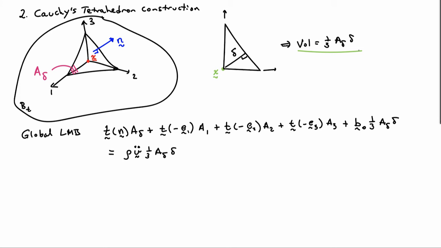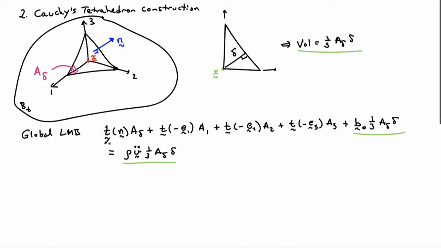So, global linear momentum balance involves a number of terms. Let's start here with the acceleration term. So I have rho u double dot times the volume, so that's the integral of rho u double dot. And then I have similarly for the body forces, b naught times 1/3 A delta delta. And then I have 4 terms for the tractions.